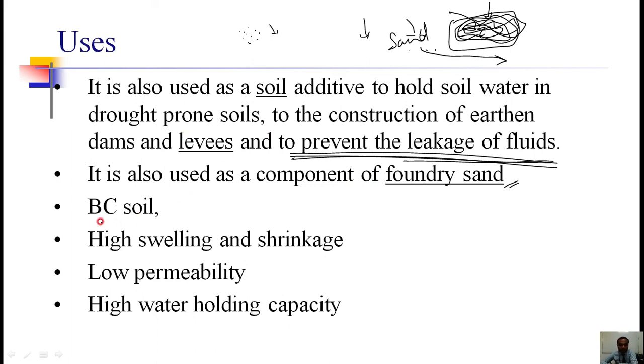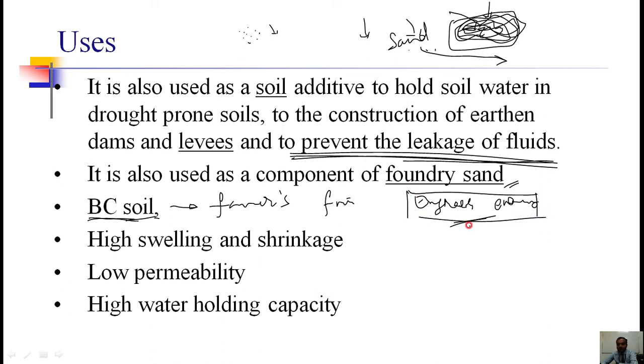Okay, there also you can use. This is BC soil, black cotton soil. And a very important thing: black cotton soil we can call a farmer's friend, but an engineer's enemy. Why? Because if I build any structure on black cotton soil, I will be facing many dangerous risks. But for farmers, it is very good soil.